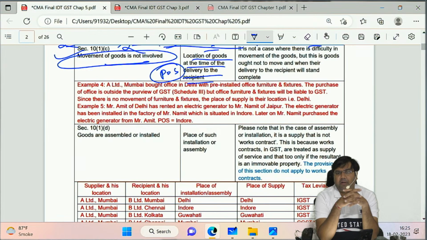After using it for a couple of years, I thought to buy that machine. The machine is in my possession. I have the right to use it. I have taken it on rent, so that is a supply of service.